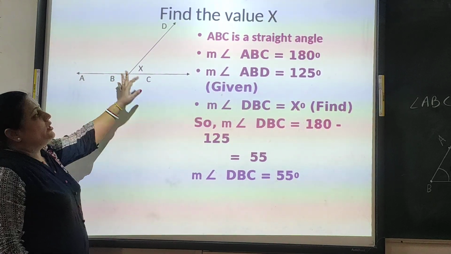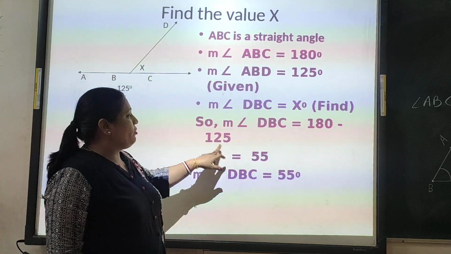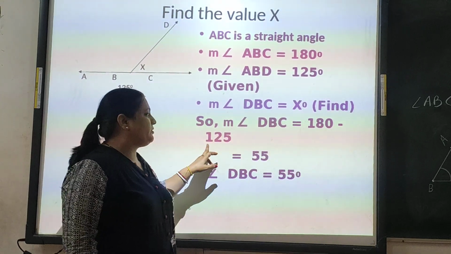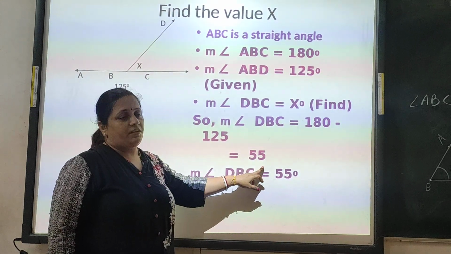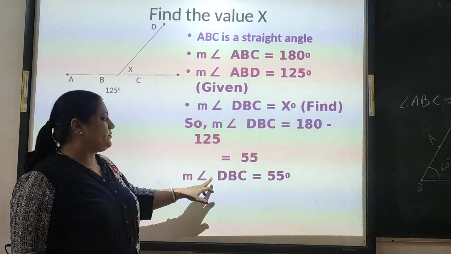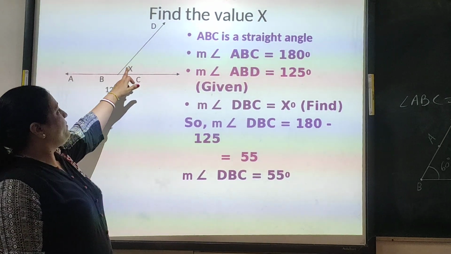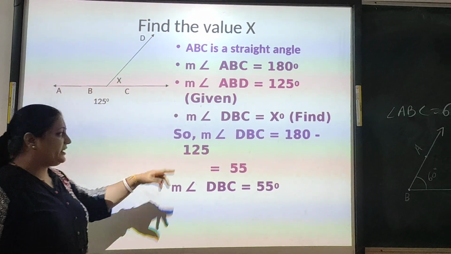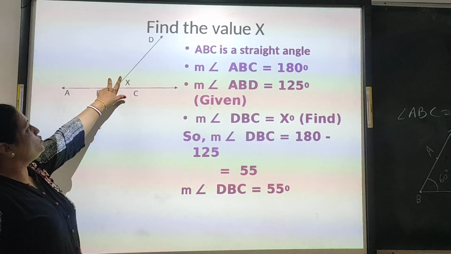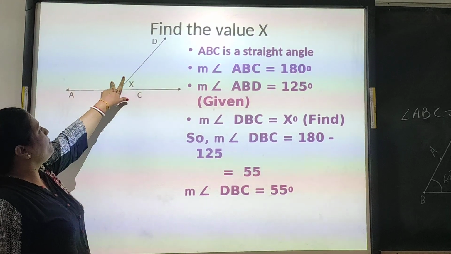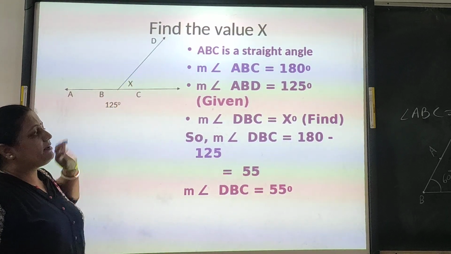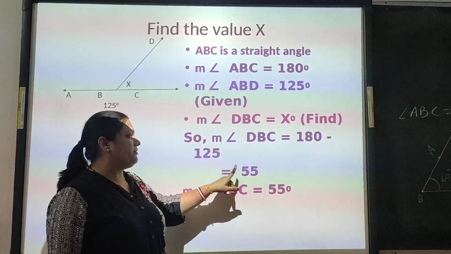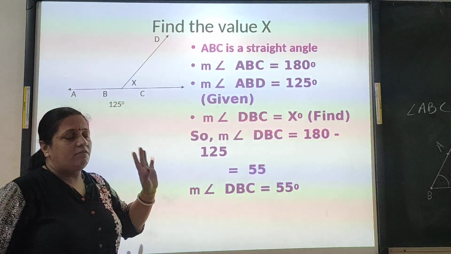Now see, the answer of 180 minus 125 is 55. So the measure of angle DBC is 55 degree. So we have found the value of x, it is 55 degree. If you add the measures of these 2 angles, it will be 180. Means 125 plus 55 is equal to 180.